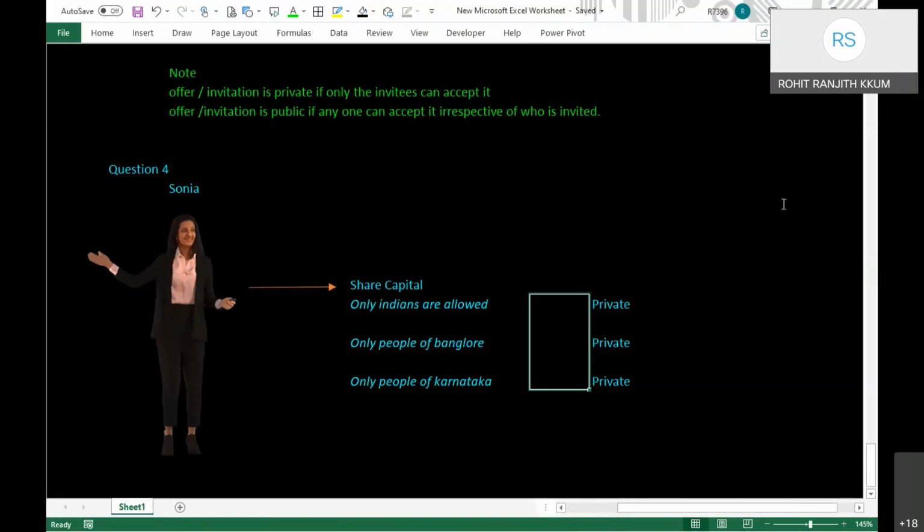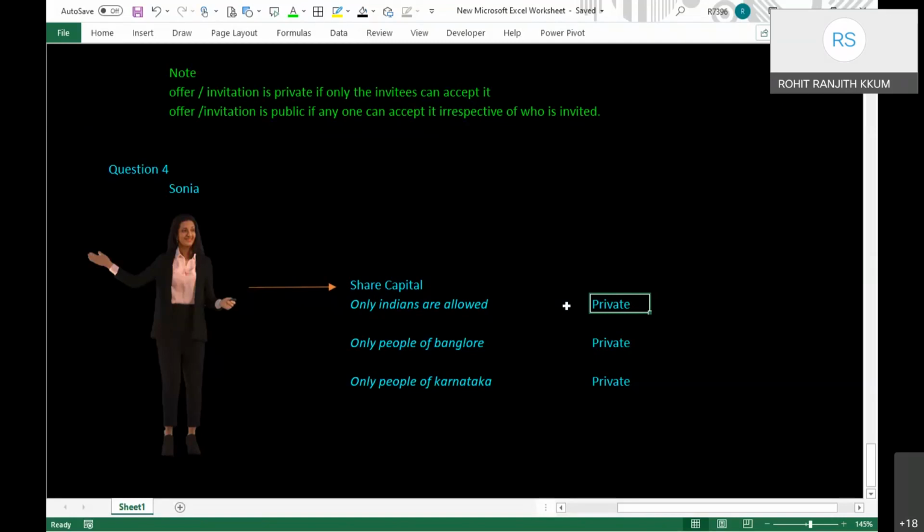Yeah, I know. Within 4 minutes, I will complete it. Don't worry. So here, my question is, look, what was the observation of the Supreme Court? If I say only Indians are allowed, definition-wise, it is a private invitation. But actually, you are inviting the whole public of India, isn't it? Don't you think it is controversial? Absolutely, yes, it is controversial.